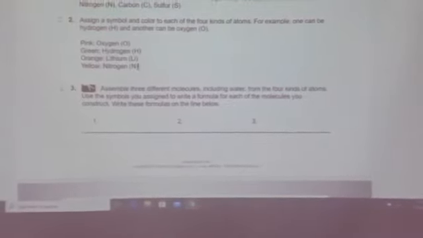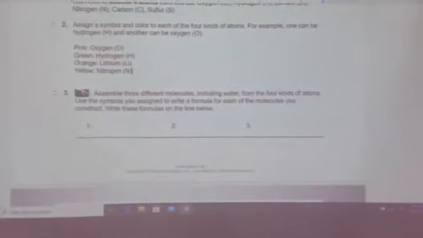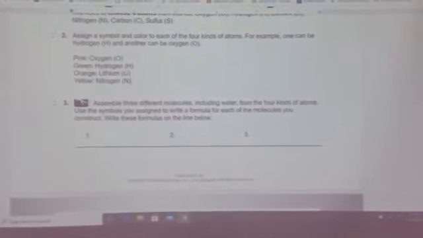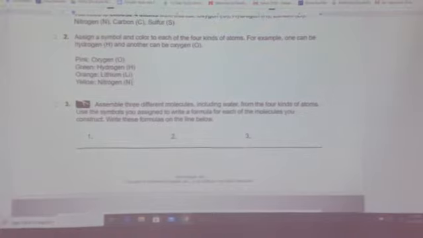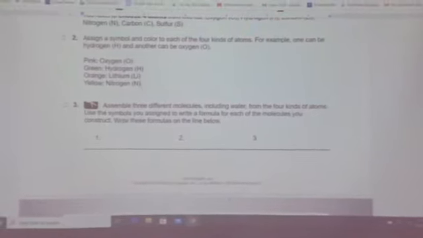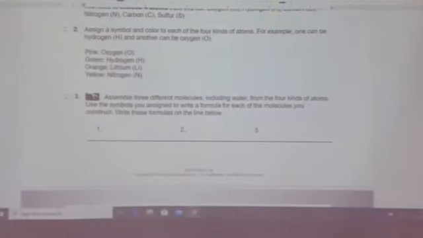Number 3 in our procedure says, assemble 3 different molecules, including water, from the 4 kinds of atoms. Use the symbols you assigned to write a formula for each of the molecules you construct. Write these formulas on the line below. On the line, you're going to see a 1, 2, and 3. That is where your formulas will be written. Now remember, our symbols that we gave them are right above.